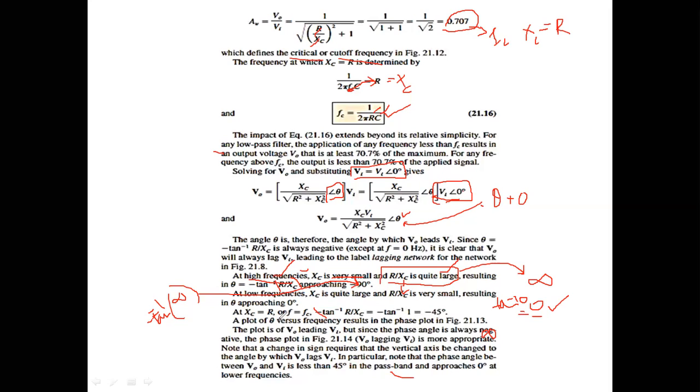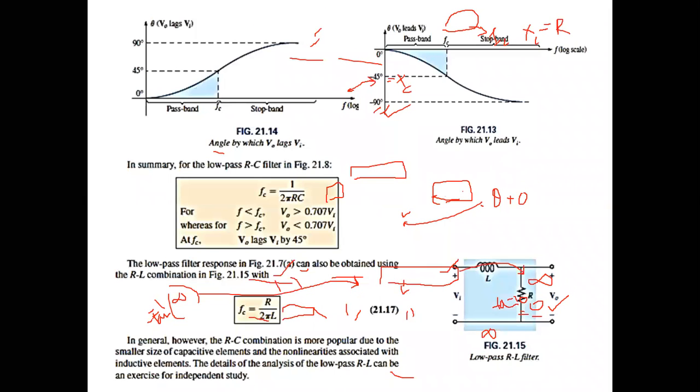Now considering the case of f equal to fc, which means Xc is equal to R. What will happen if these two are equal? The value will be minus tan inverse 1, which is equal to minus 45 degrees. So how will the phase angle graph look? It will look like this.